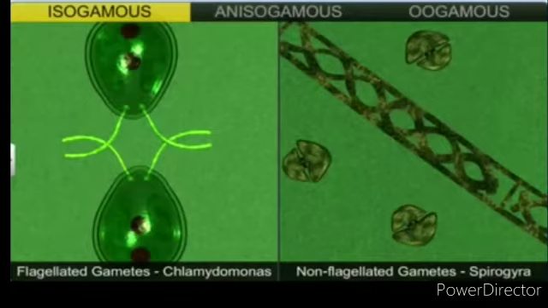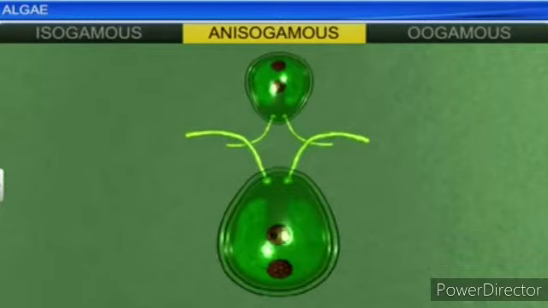See that one: non-flagellated or non-motile, similar in size. Male and female gametes are morphologically similar in size. It is called isogamous. The next one is fusion of two gametes dissimilar in size. Morphologically, their size and shape are different. That is called anisogamous. Fusion of two gametes dissimilar in size is anisogamous. If they are similar, that is isogamous.